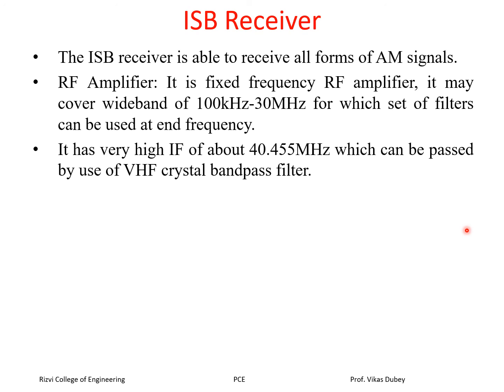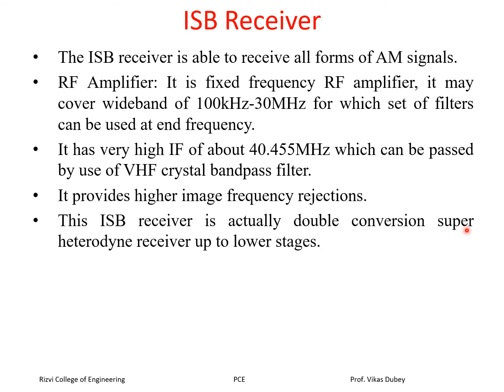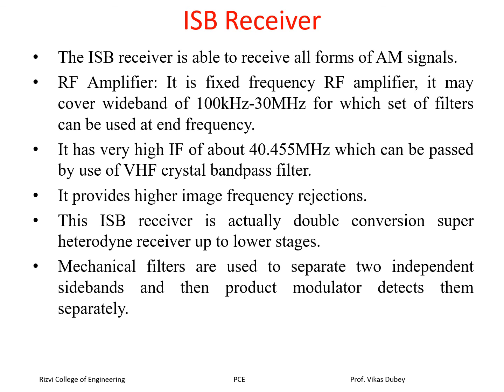It has a very high IF of about 40.455 megahertz, which can be passed by a VHF crystal bandpass filter, a very high frequency bandpass filter. This bandpass filter provides higher image frequency rejection. This ISB receiver is actually a double conversion superheterodyne receiver up to the lower stages. Here also we have seen that two mixers are used, so it is also a double conversion superheterodyne receiver.